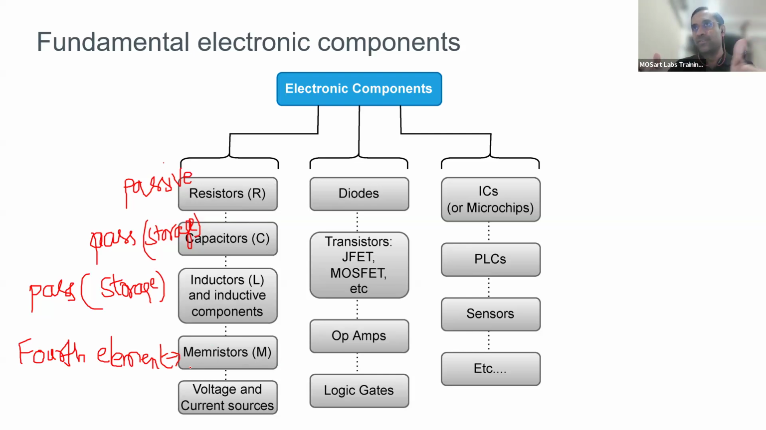So normally your resistors, they are instantaneous. You apply a voltage across a resistor, you get a certain current, and V by I is your resistance. But imagine you have a resistor which has some memory, whose present resistance is a function of the previous voltage that is applied.